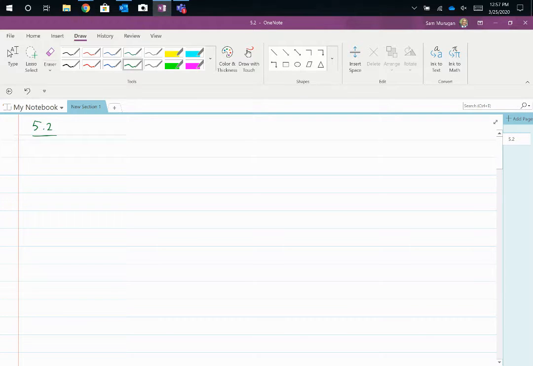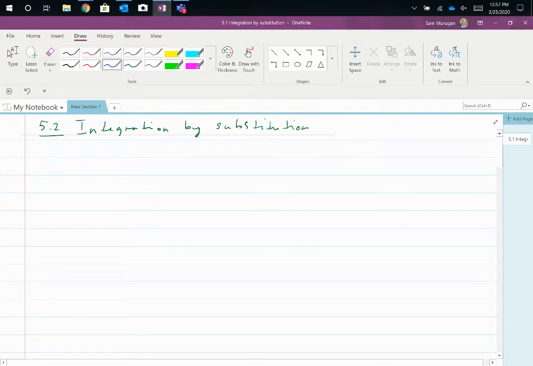So we're in the process of starting chapter 5.2, which is integration by substitution. What we're about to do here is to reverse the chain rule.